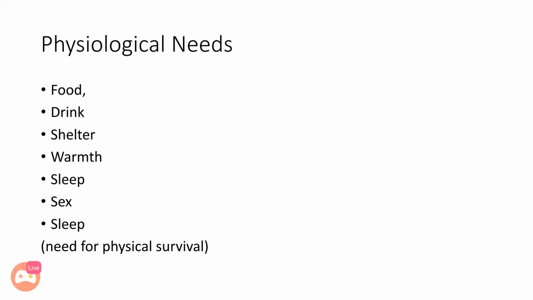And then there is again sleep, so that's a misprint. So all these are examples of physiological needs described by Maslow: food, drink, shelter, warmth, sleep, and sex.